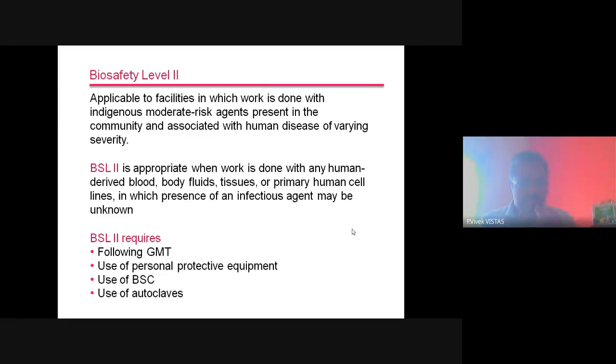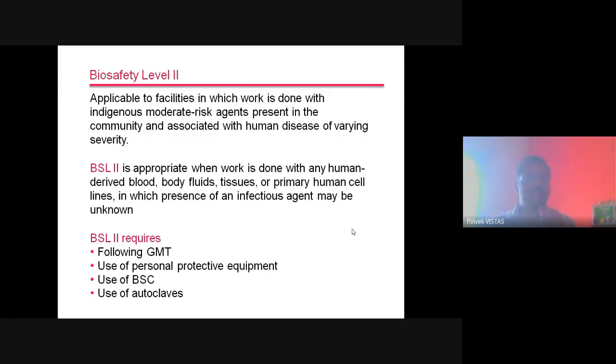BSL 2 is appropriate when work is done with any human derived blood, fluids, tissues or primary human cell lines in which the presence of an infectious agent may be unknown. So when we work with blood, blood fluids, other tissues or human cell lines, infectious agents may start spreading, which may be unknown, we may not even know about it.